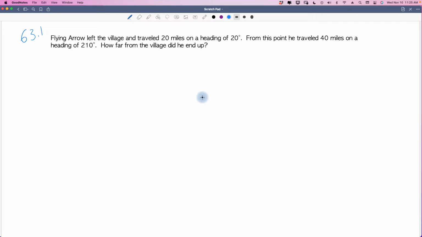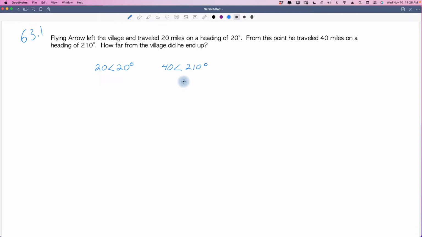So first we have to write out our vectors. Our first vector is 20 miles at an angle of 20 degrees. Easy enough. Our second vector is 40 at 210 degrees. Okay, so that's easy enough. You just look at it and you write the length and the angle. Those are our two vectors.